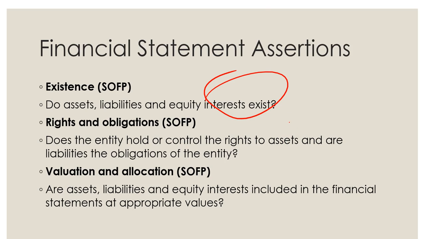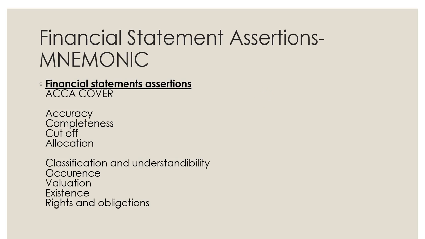Do you actually own these things? You can have a building, and we want to see the title deed. That's where we're going with this idea. So what we must first of all recognize is that we have these assertions about those things. And here they are, ACCA cover. This cutoff really is more the idea that it must be in the right period. Yes, and we discussed this. So that's what's going on.